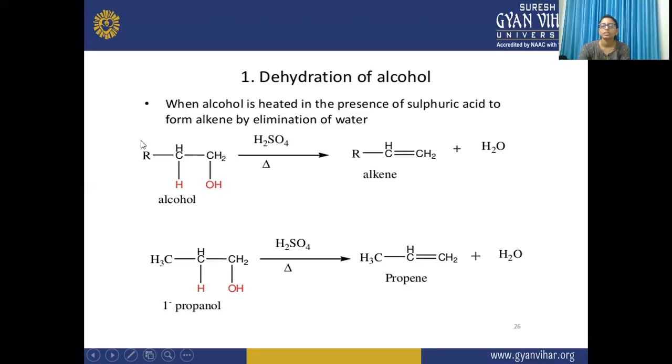So here you can see this is your alcohol. When it is treated with H2SO4 and heated, there is an elimination of the water molecule, HOH. So it is removed, a water molecule is formed, and this alkene is formed. Here an example is given, 1-propanol. When 1-propanol is reacted with H2SO4, propene is formed and the water molecule is removed.